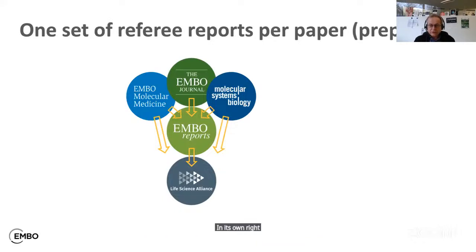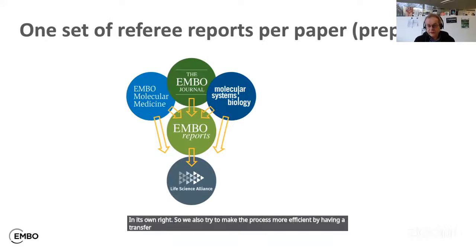So we're also trying to make the process more efficient by having a transfer process between our journals and beyond. And this is based on consultative transfers.